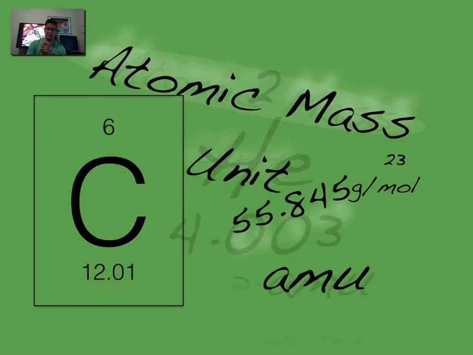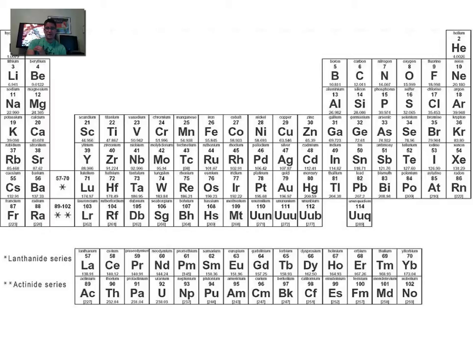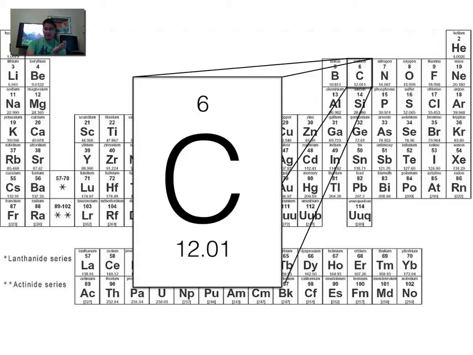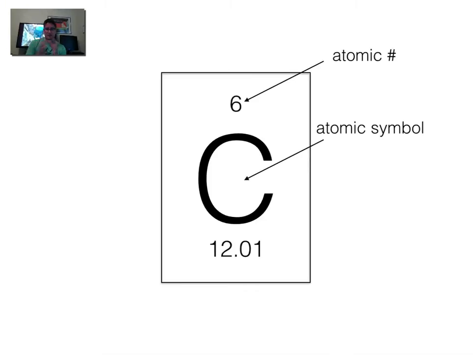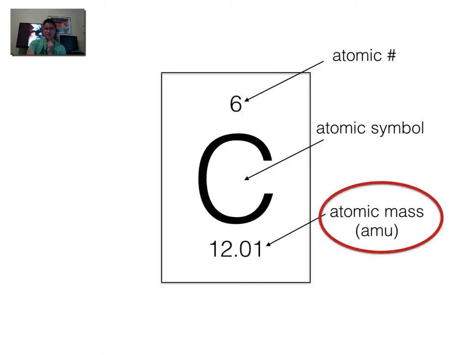All right, so let's first talk about this idea of atomic mass. In the periodic table, we're going to highlight carbon. Now this is the symbol for carbon that you'll see in the periodic table. There's three things that we're going to highlight and discuss in this particular video. Number one, the atomic symbol. The atomic symbol in the periodic table will always be a capital letter. If there's a second letter, it'll be a lowercase letter. Carbon only has one, so you have a capital C, and then you have the atomic mass unit, AMU. This is the number that we're going to highlight in this video.